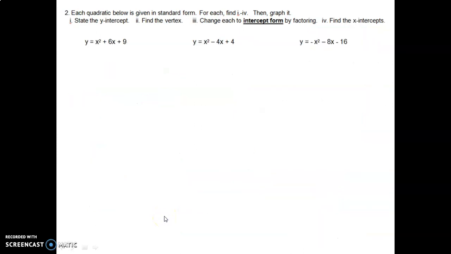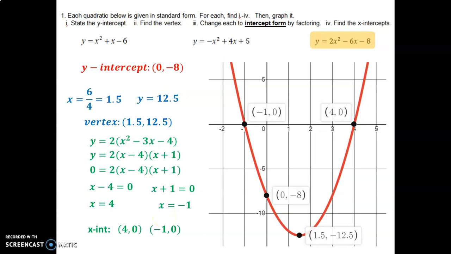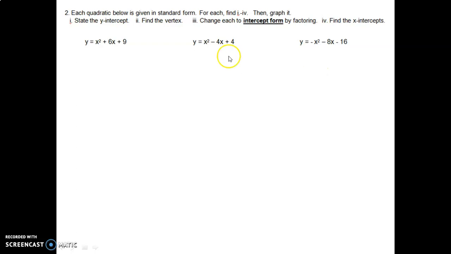Okay, so now our investigation continues. We've been looking at these parabolas and finding all the points and seeing what happens. The main conclusion here was that our factored form produces our x-intercepts, right? So now, look at these ones. They're going to be a little bit different. We're going to go through the same process, but you'll see something different happen with these parabolas.